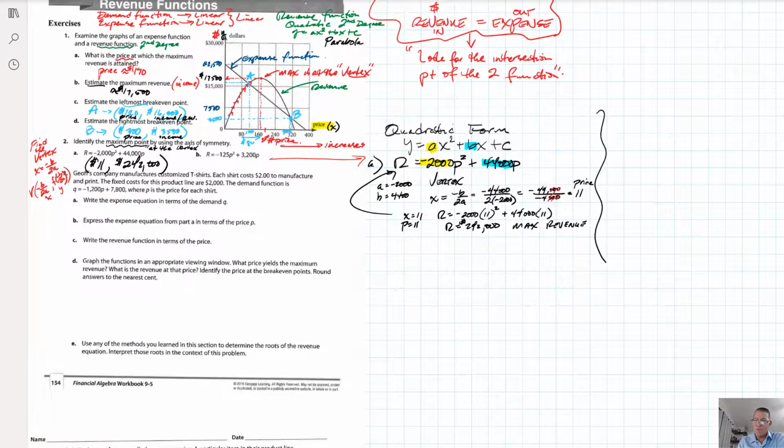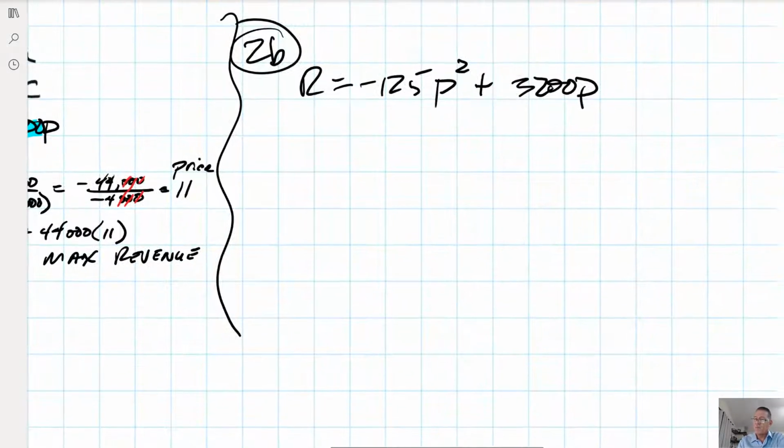All right, now, the next one here, let's take a look at number 2b. Right here says R, the revenue, is equal to negative 125 p squared plus 3200p. All right, let's work on this one now.